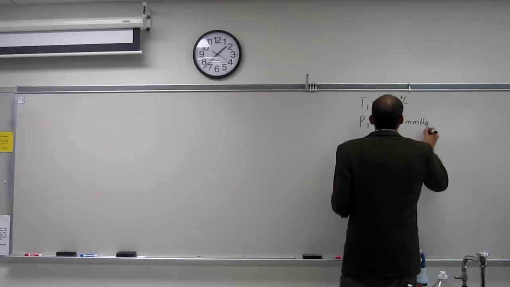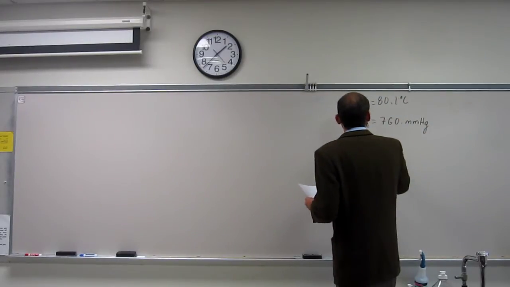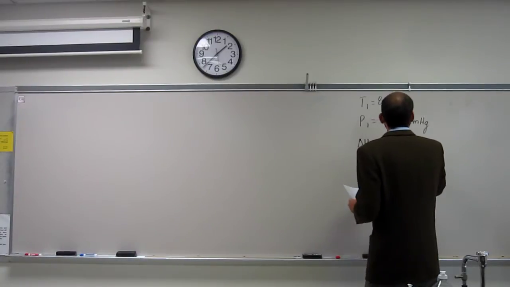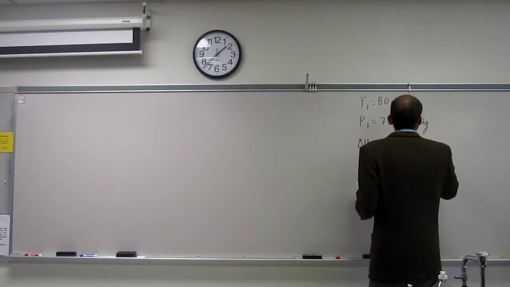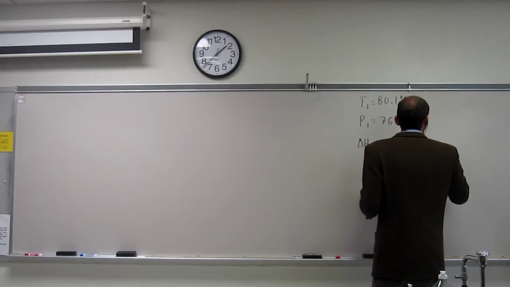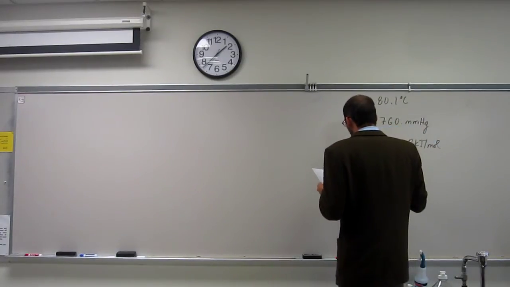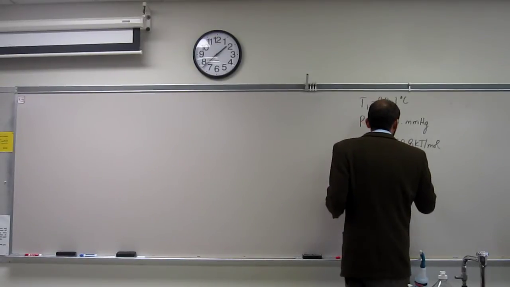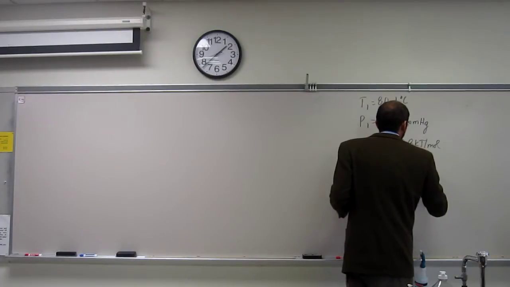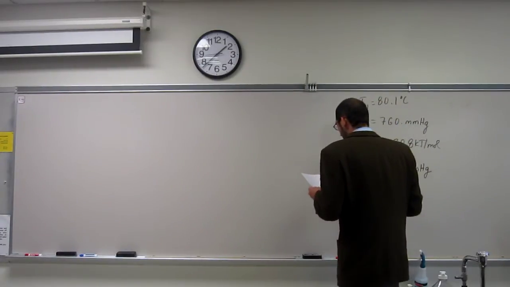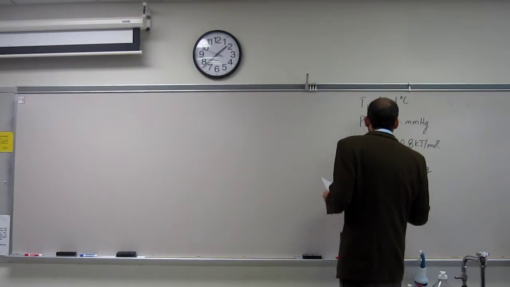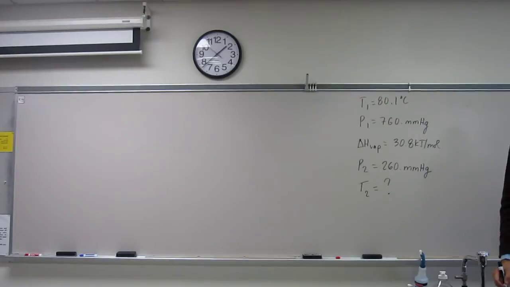millimeters of mercury. It gives us the heat of vaporization is 30.8 kilojoules per mole. It also gave us pressure 2 at the top of Mount Everest at 260 millimeters of mercury. And it wants to know, well, what would be the new boiling point? So that would be T2. Is everybody okay with all of that stuff?